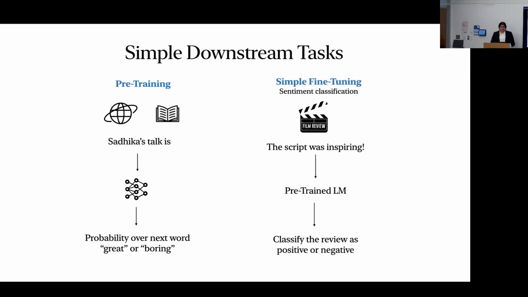Once we do this, we often want to fine-tune the model. One sort of more older setting for fine-tuning these models is to do something like sentiment classification, where you get a movie review and you need to know if the review was positive or negative in sentiment. So here, the script was inspiring is positive in sentiment, and we would want our language model to output the correct label.